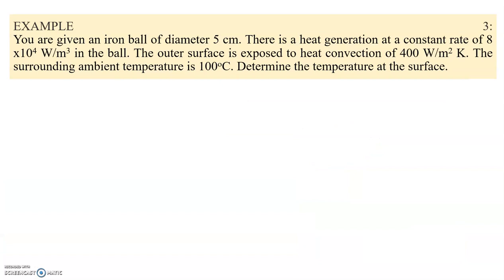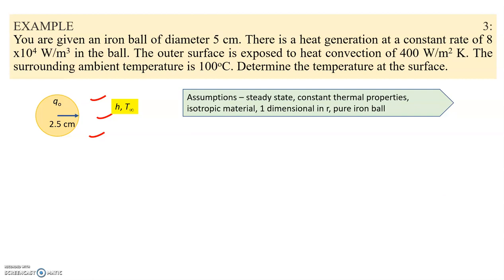That is that. Now, a similar example, but this time in spherical coordinates. So you see an iron ball of diameter 5 centimeter, everything else is the same. You're asked to determine the temperature at the surface. There is only one surface because it's an iron ball. Surrounding is at 100 degrees C. As before, a schematic of the problem should be sketched. So you have here, note that the radius is 2.5 centimeter because the diameter was given.